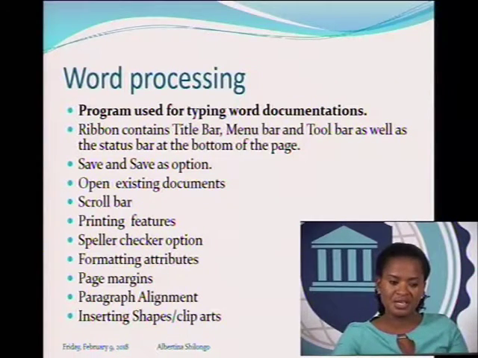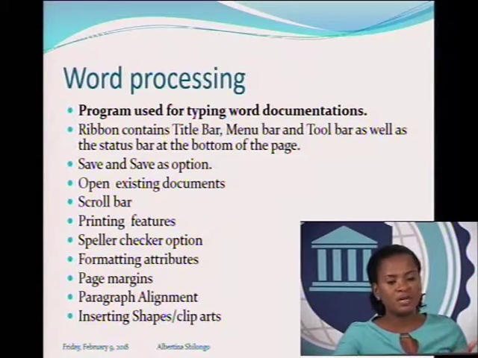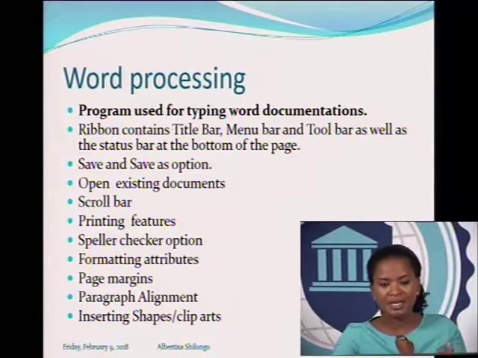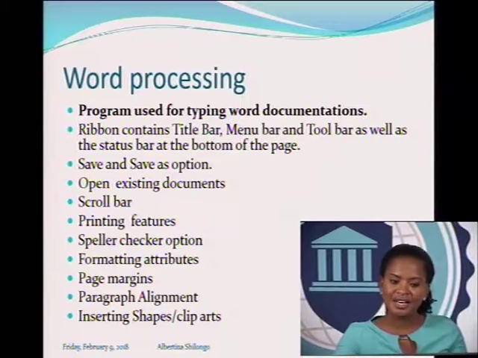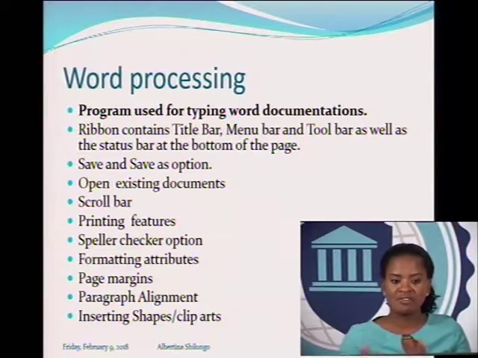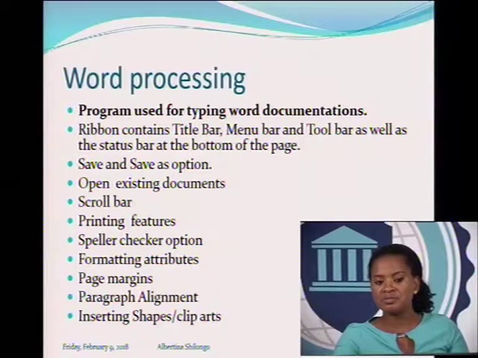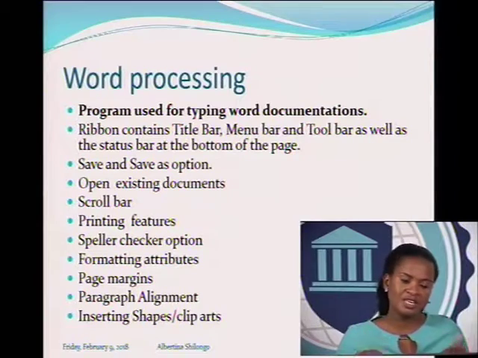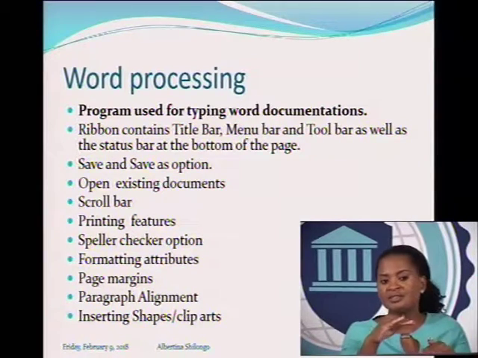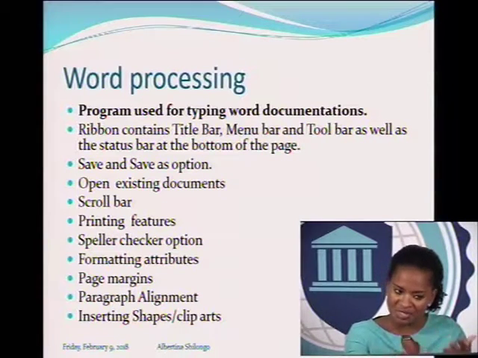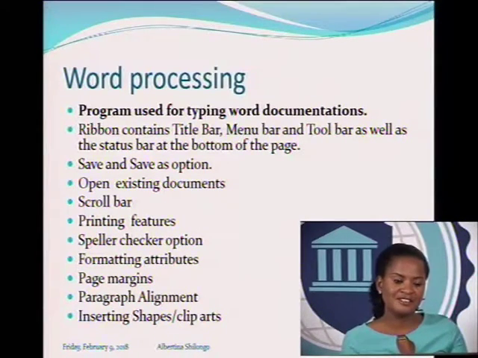Formatting attributes. This is where you can format your document. You can make your text green, you can make the background red, you can change the size of your letters, you can change how your letters look. This comes under the formatting attributes. The page margin is where you set your page boundaries, to say that I want my document to start from the middle of the page downwards. So you set this with page margins.